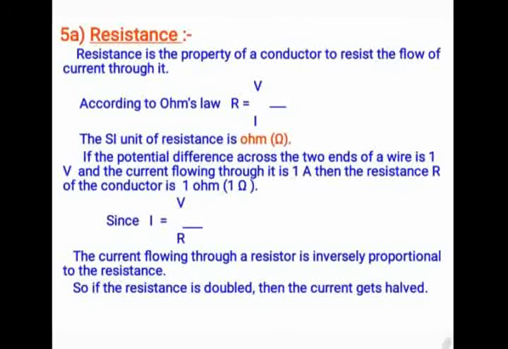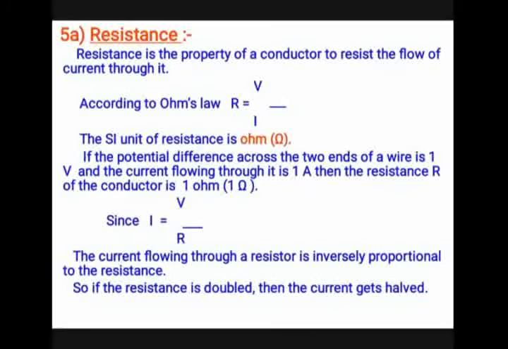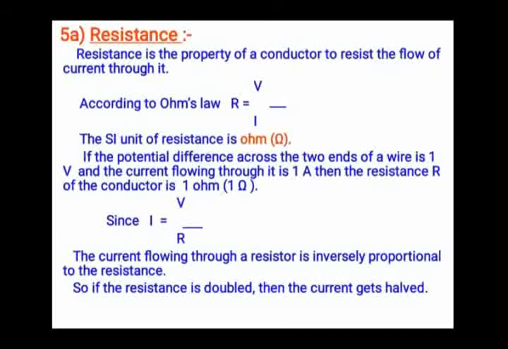Since I equal V upon R, the current flowing through a resistor is inversely proportional to the resistance. So, if the resistance is doubled, then the current gets halved.